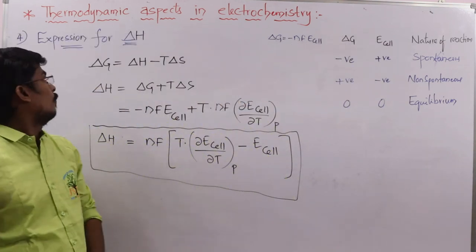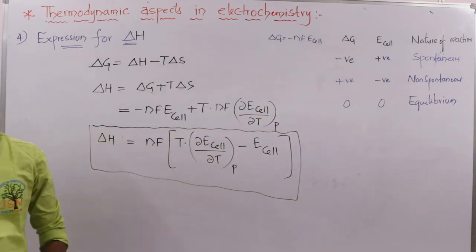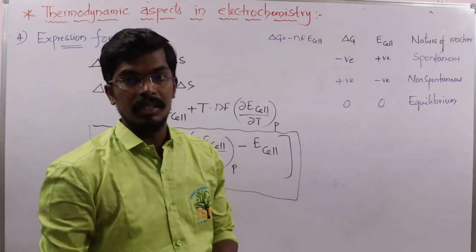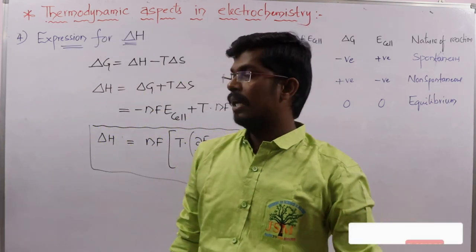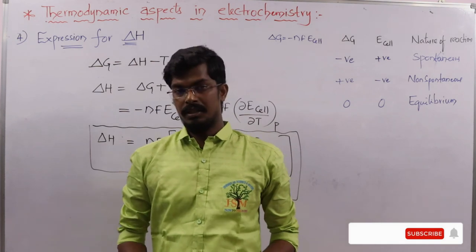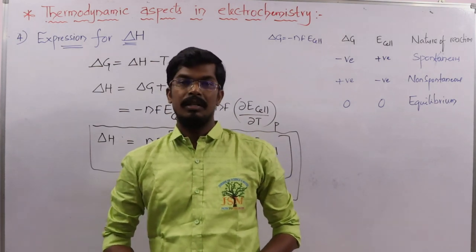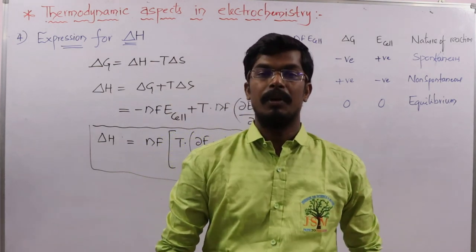These are the four different thermodynamic aspects I have given: the work done by a cell, the expression for delta G, the expression for delta S, and the expression for delta H. These are relations between thermodynamics and cell potentials.